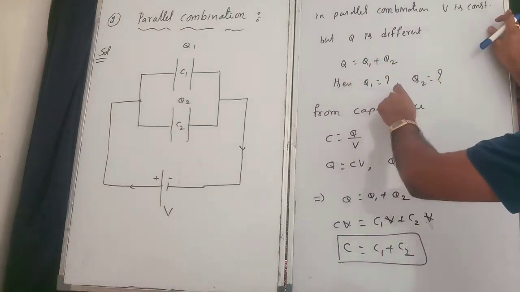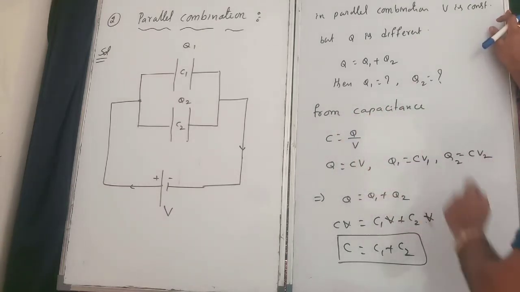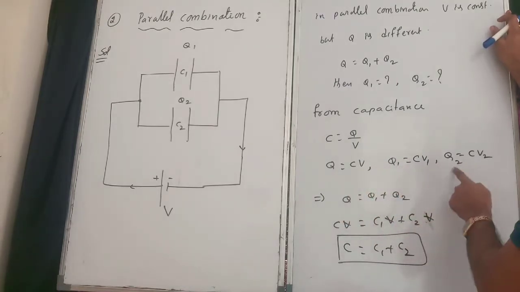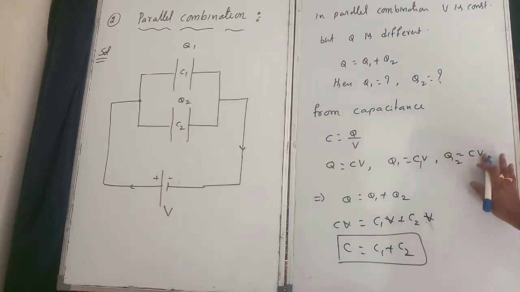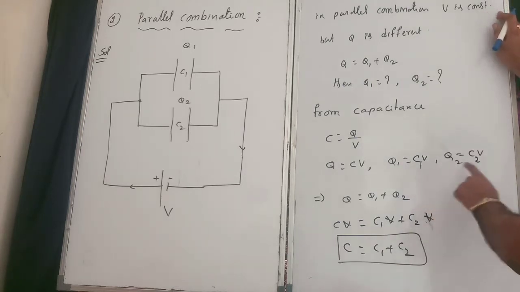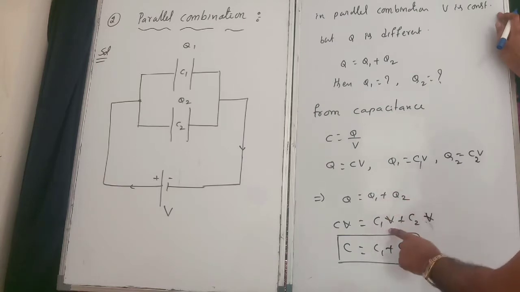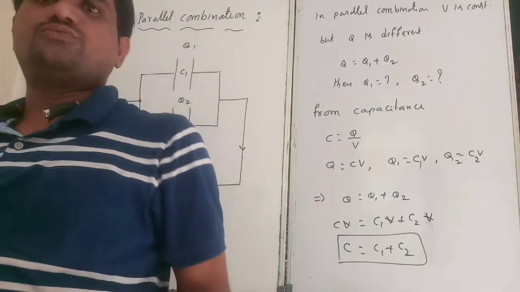So then Q1 is equal to what? Q2 is equal to how much? From the capacitance formula, C is equal to Q by V. So Q is equal to CV. So Q1 is equal to C1V, Q2 is equal to C2V. Extremely sorry, ma'am. So Q is equal to Q1 plus Q2. Q1 is C1V, Q2 is C2V. V gets cancelled. Therefore, C is C1 plus C2.